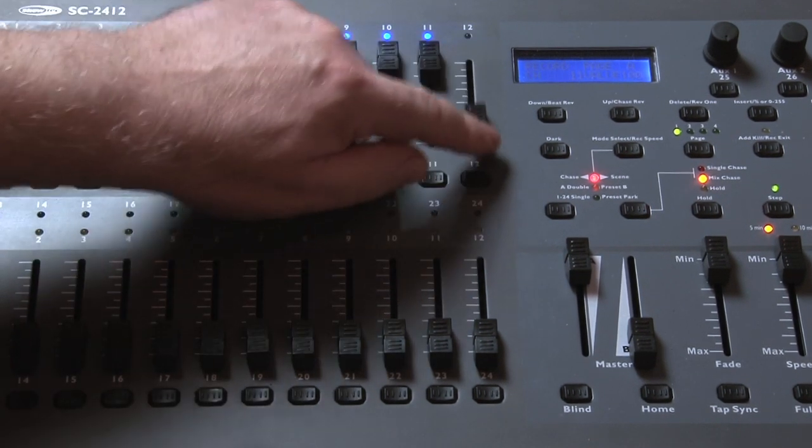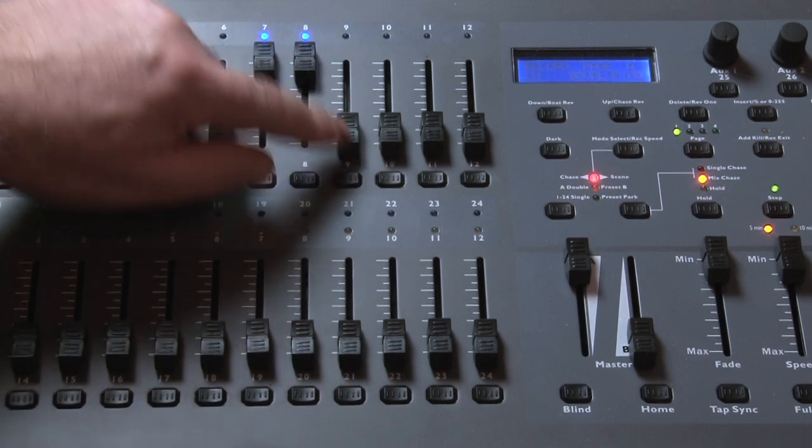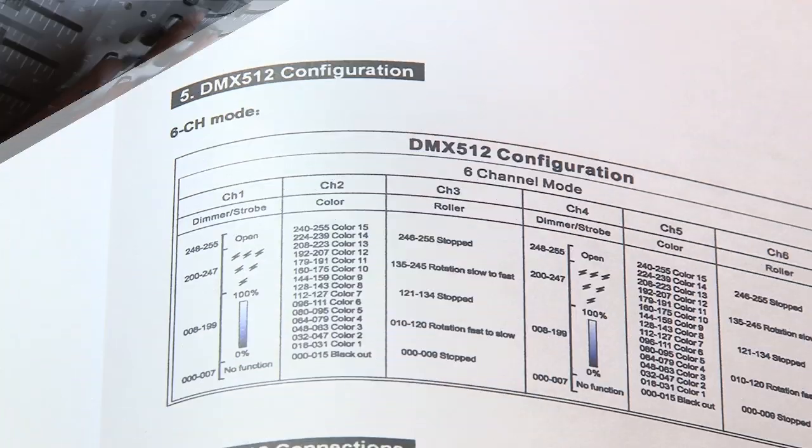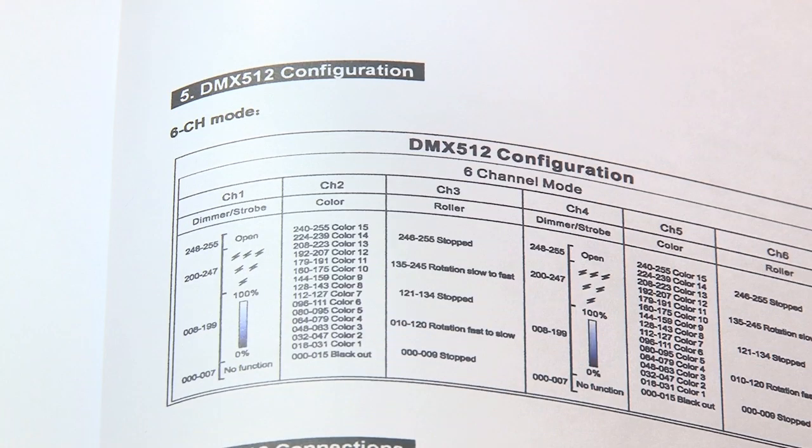Or you could just mess around with the faders and see what they do. But I recommend having a look at the laser's manual to see what they do first. It will give you some idea and make it easier.